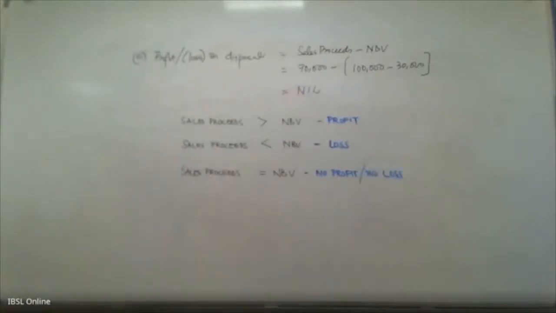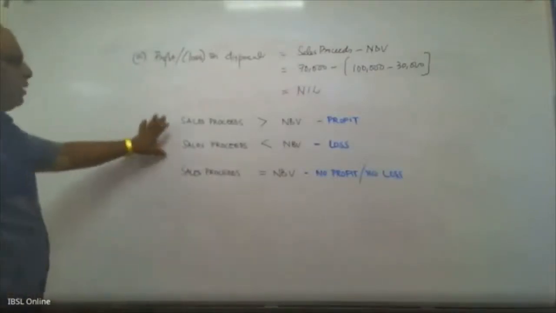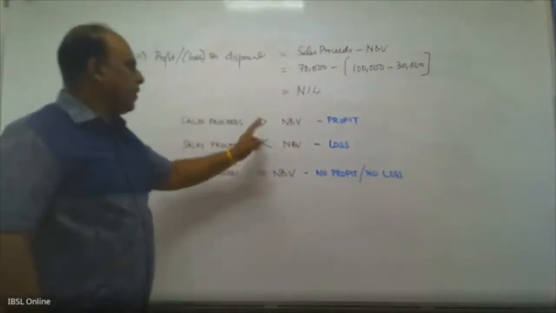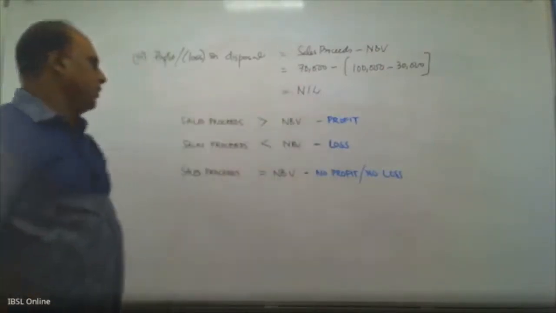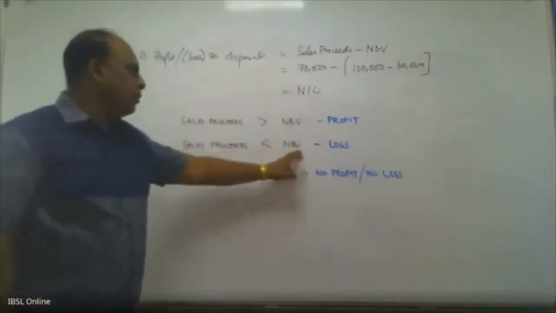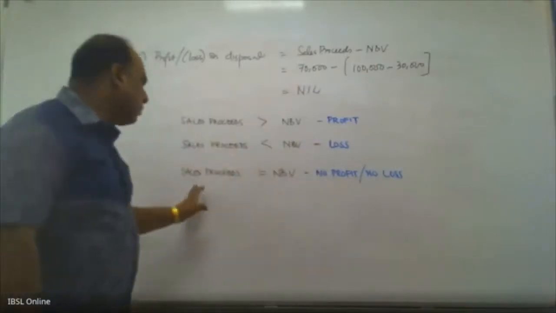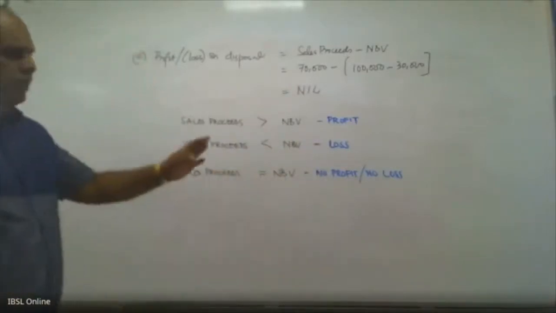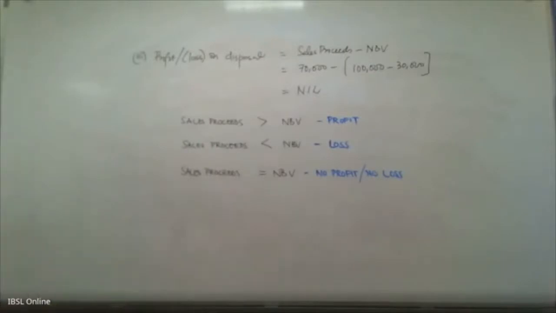Okay. So remember this. This is like a mantra. Sale proceeds greater than net book value means it's a profit. Sale proceeds less than net book value means it's a loss. If the sale proceeds are equal to net book value, then you will have no profit or no loss. Okay. So that's all on LKS 16, which is on property, plant and equipment. Have any questions, please ask.